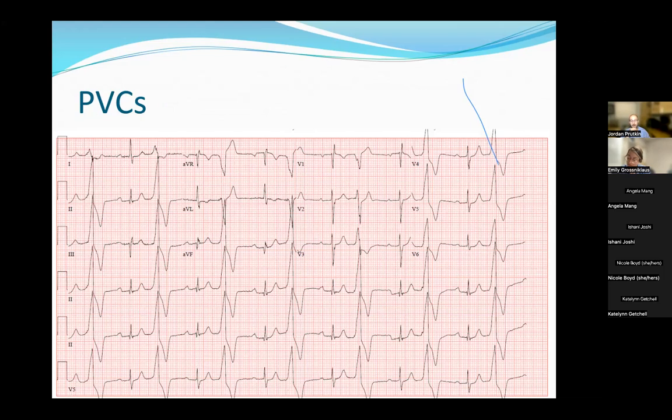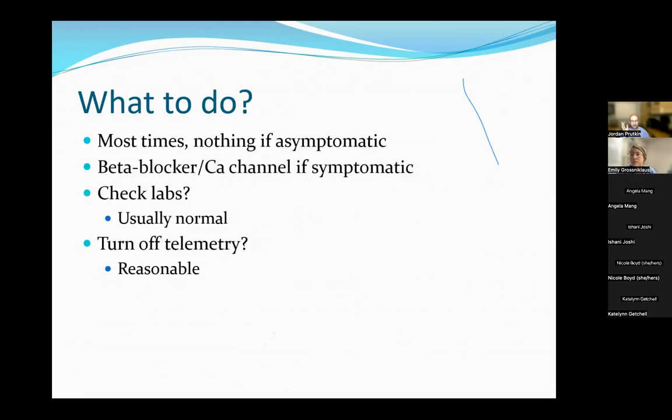All right, super common. You will be called in the middle of the night for someone having PVCs. And so what are you going to do? Well, again, you're never going to go wrong with getting an EKG. But most times, if the person is asymptomatic, don't do anything in the middle of the night. Please let the person sleep. If they're having symptoms, the first line for you would be a beta blocker, maybe verapamil you might give if they're symptomatic. You can check labs.